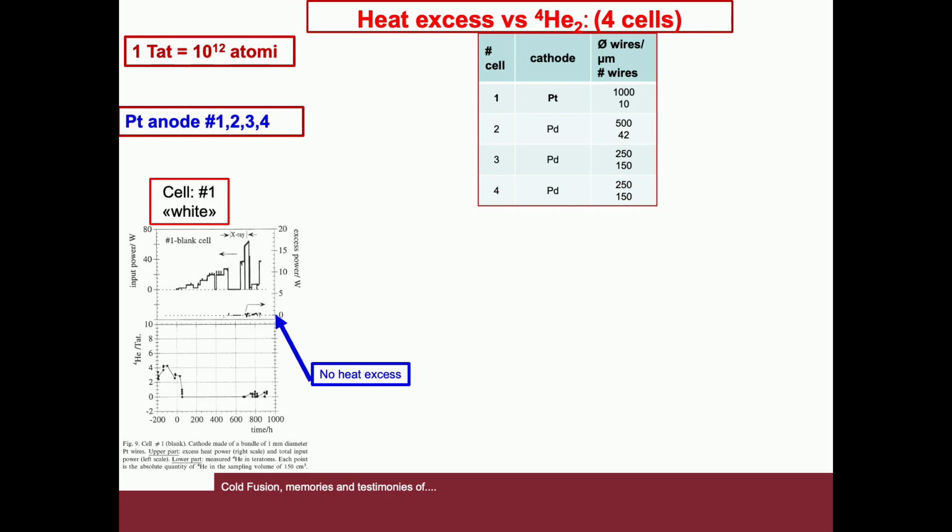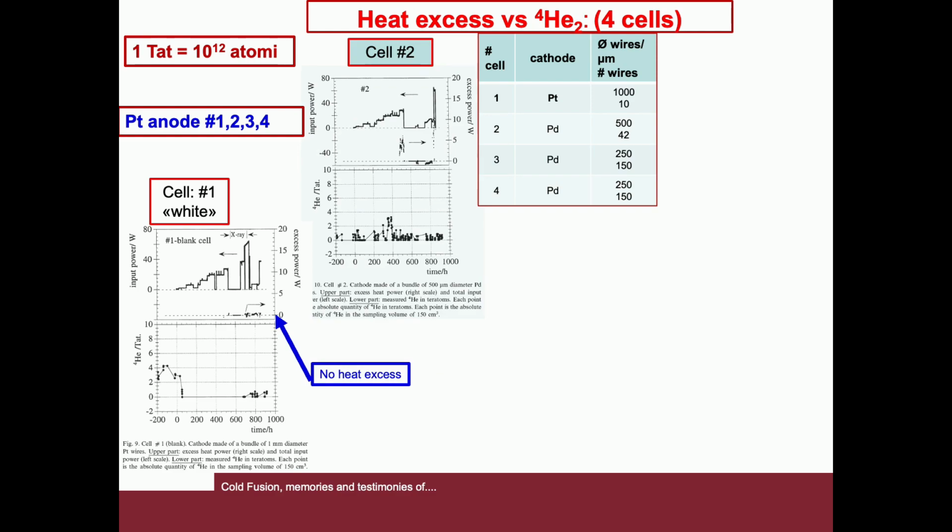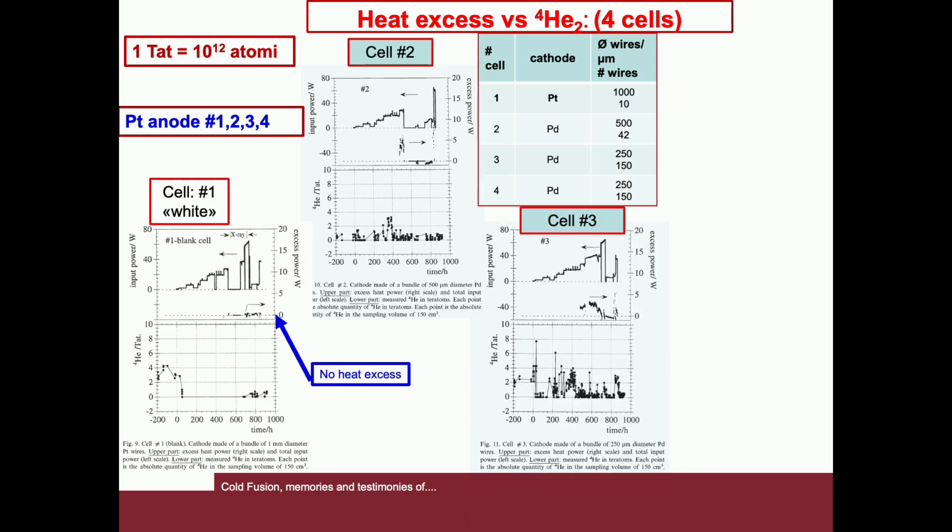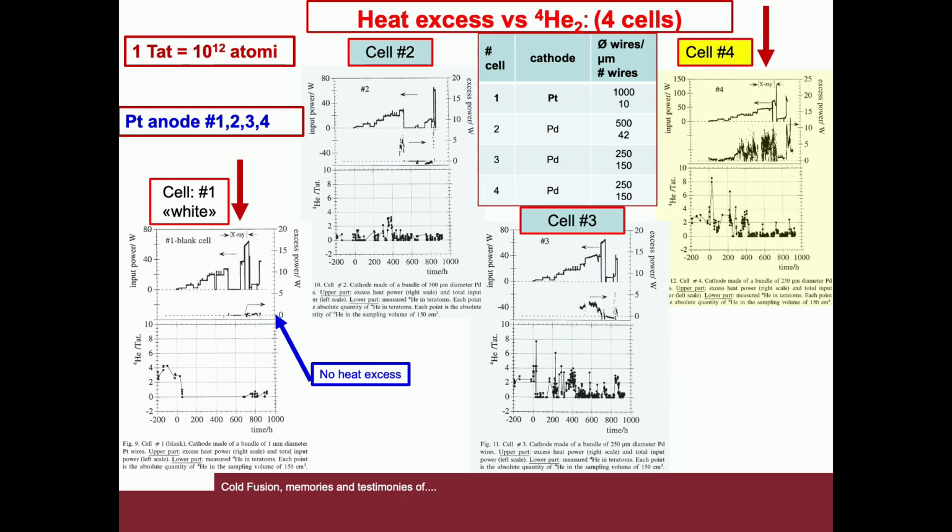Let's go back to the reference white cell in the upper right graph. The excess power is in the noise, and similarly in the lower graph for the helium-4 measurement. The data acquisition started 200 hours before the activation of the electrolysis in the 4 cells. I remind you that they are connected in series and work in galvanostatic conditions, that is, by varying the current and not the potential difference between the anode and cathode.